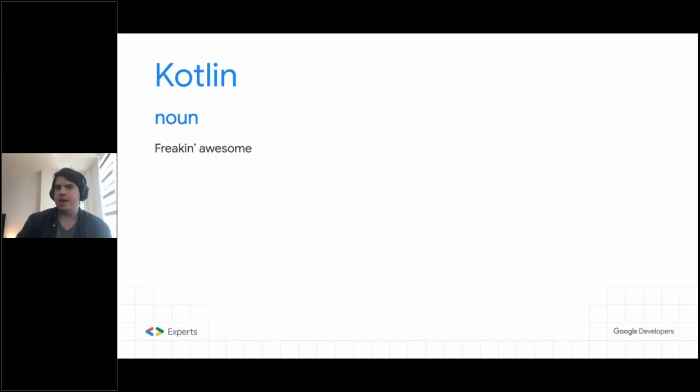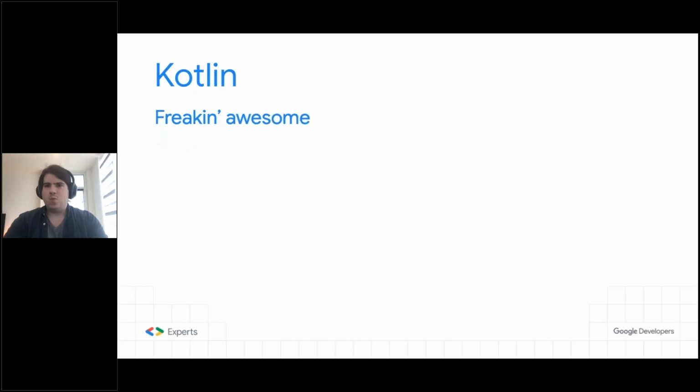So with Kotlin being introduced in 2018 as a first-class citizen for Android development, this changed everything a little bit for Java and Kotlin. And later as well, when Kotlin was announced as a preferred language in 2019, this then made everyone very, very happy. But why is Kotlin so freaking awesome?